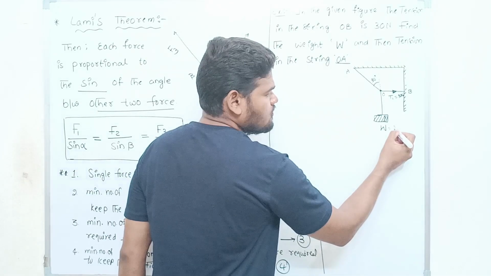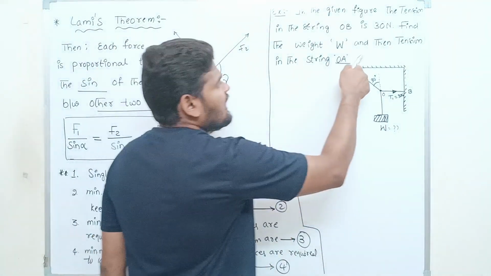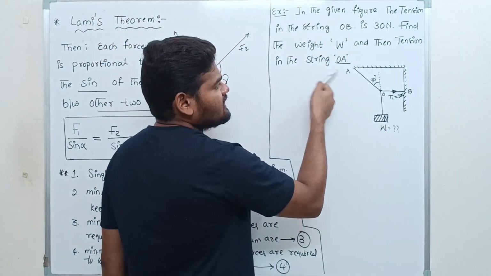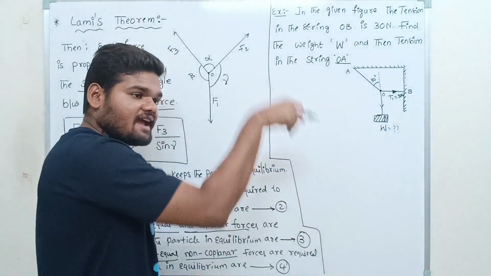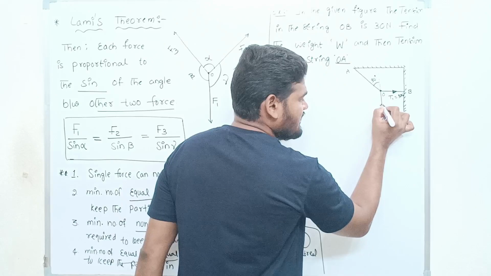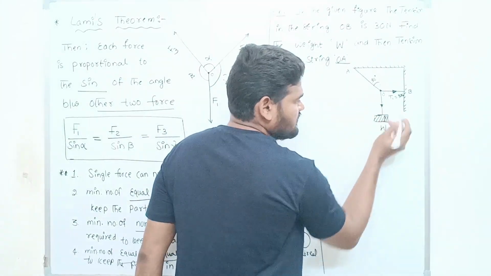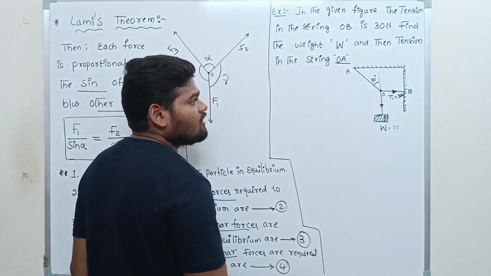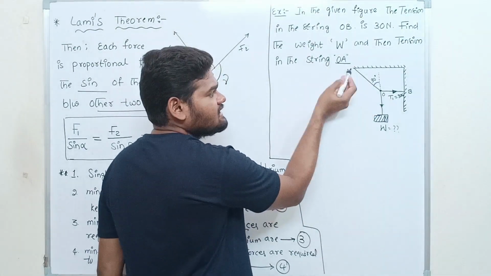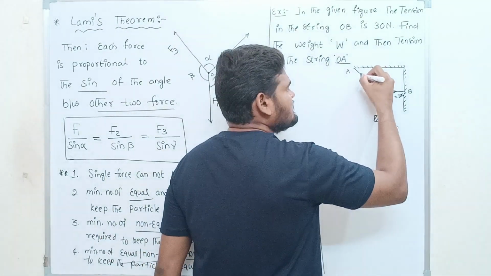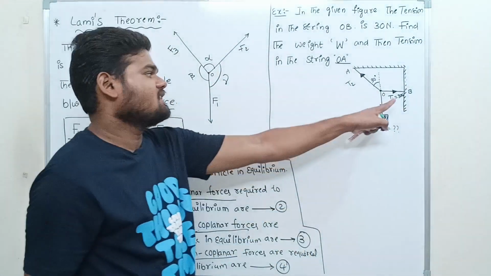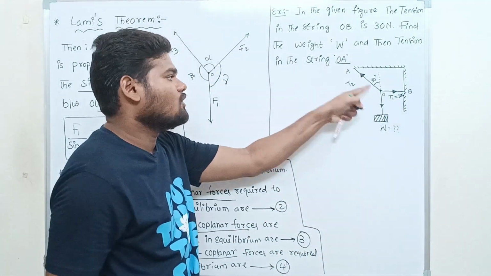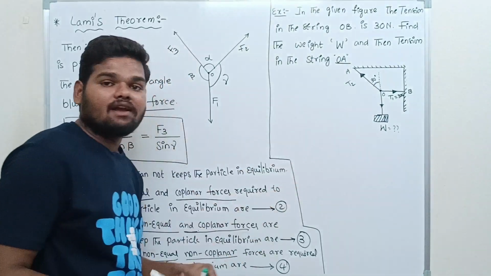W is equal to how much we have to find, and then the tension in the string OA. So we have to find the weight acting on the object. Always, weight acts on the particle in the downward direction. We have to find how much weight is acting downward, and the tension in the string OA. Let us say this is a tension T2. T1 is given as 30 newtons.